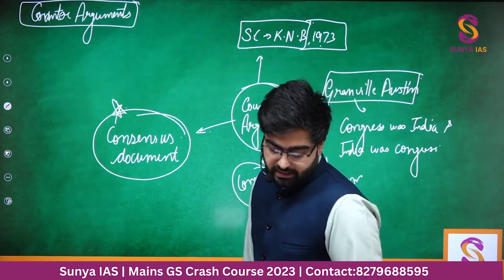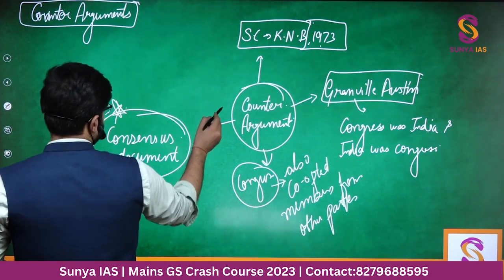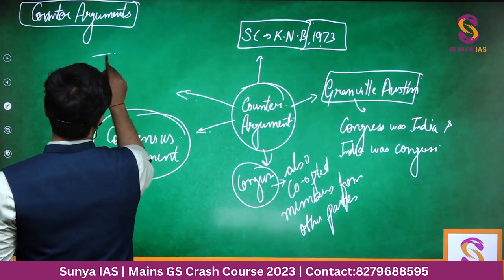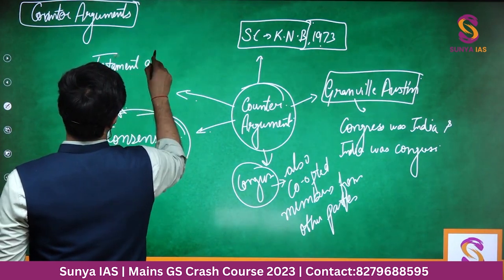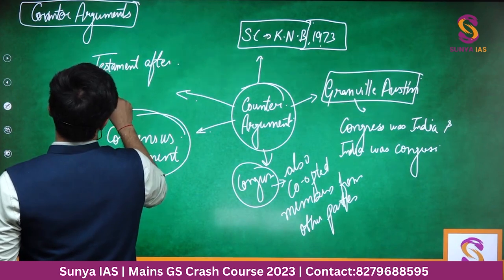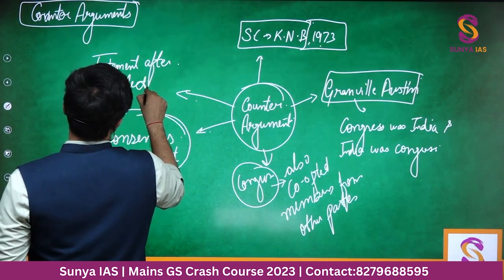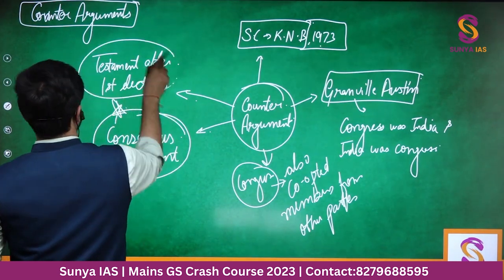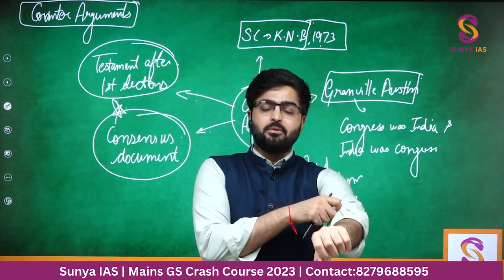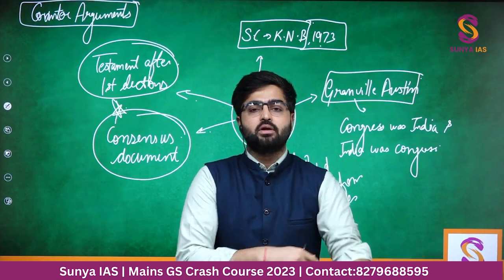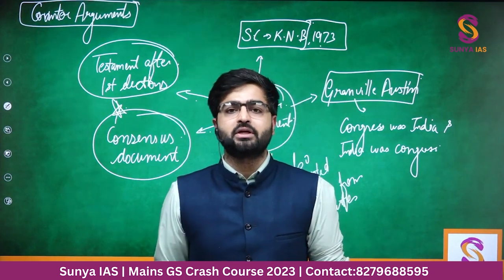Theek hai. Next argument is the testament after first elections. Here again, that same very argument you can quote. But we say that the people were indirectly elected. They did not represent the will of the people. People were nominated and all.